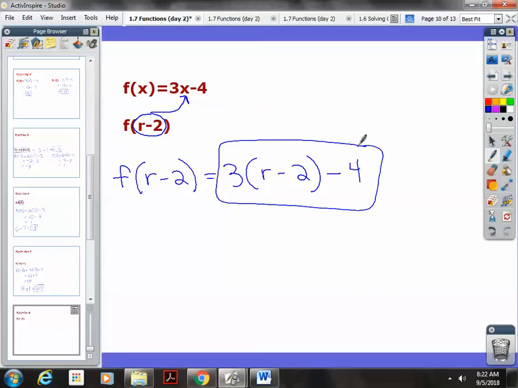If I just gave you what I've got boxed in, what would you do to simplify that? Good. We would distribute. Let's start with that. 3 times r is 3r. 3 times negative 2, okay, write down minus 6.